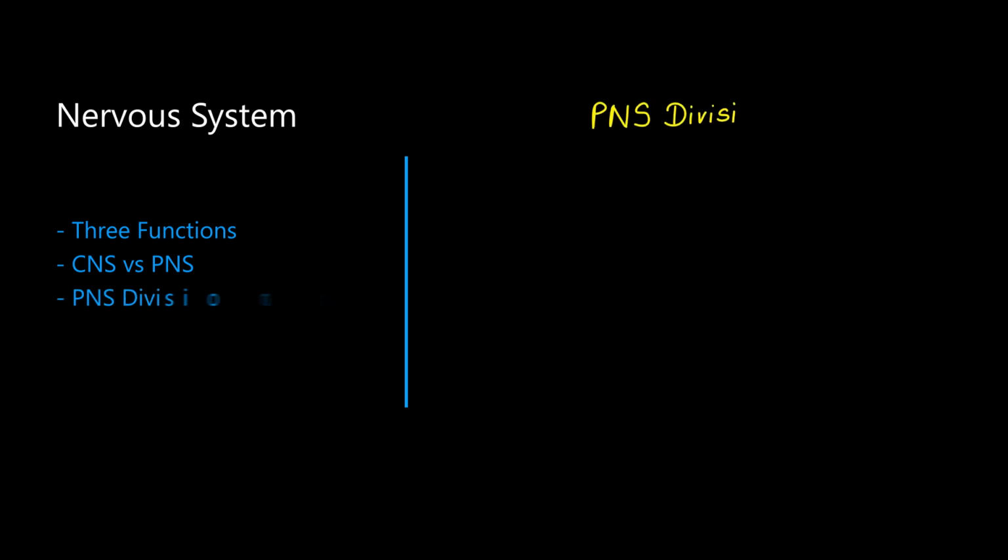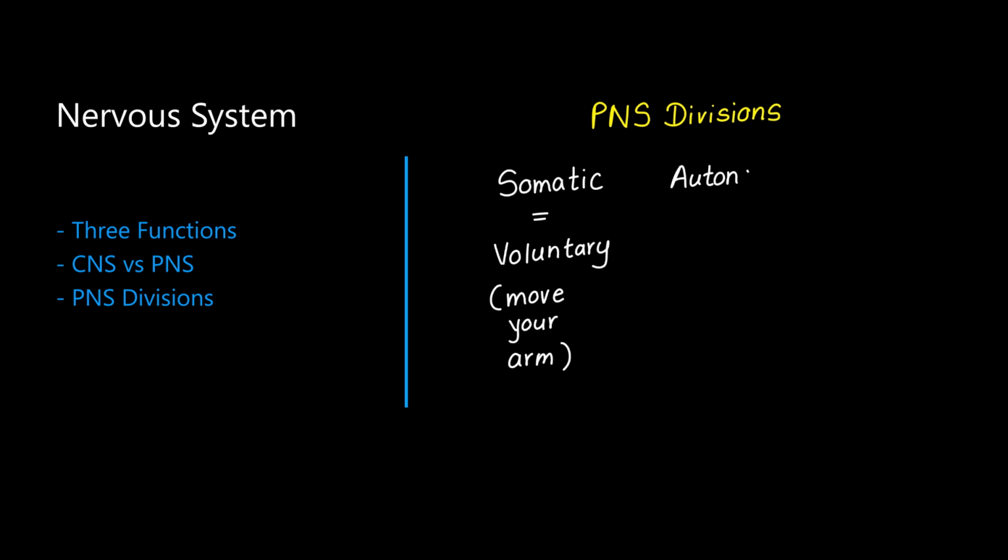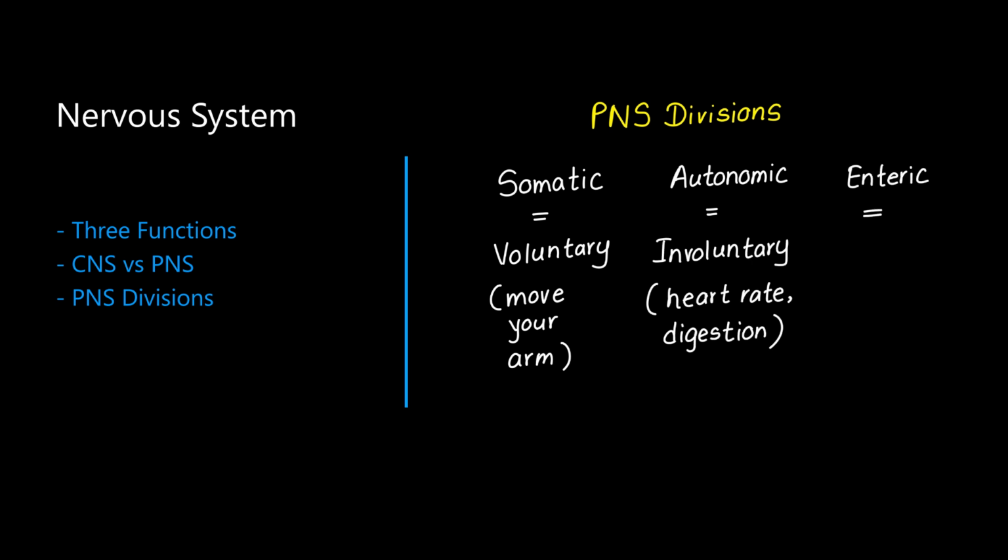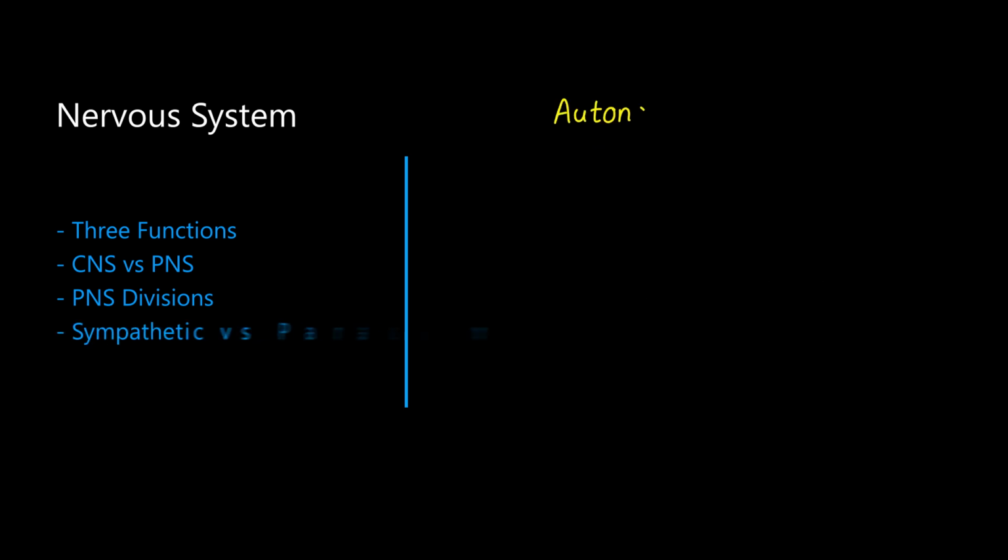The PNS breaks down further into three parts. The somatic nervous system handles voluntary stuff like moving your arm. The autonomic nervous system controls involuntary functions like heart rate and digestion. And the enteric nervous system runs your gastrointestinal tract mostly on its own, using chemoreceptors and stretch receptors to manage peristalsis. The autonomic nervous system has two branches you need to know cold.